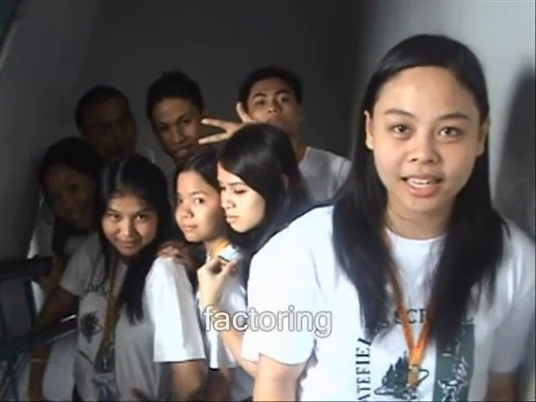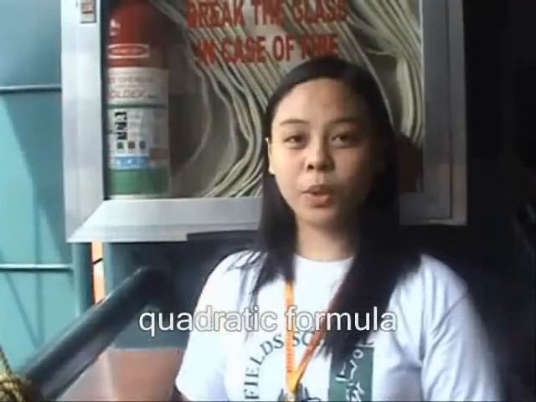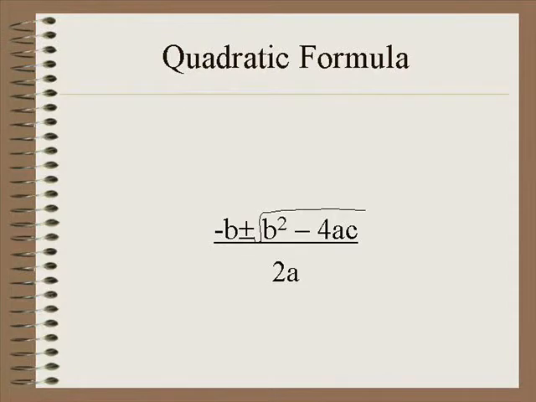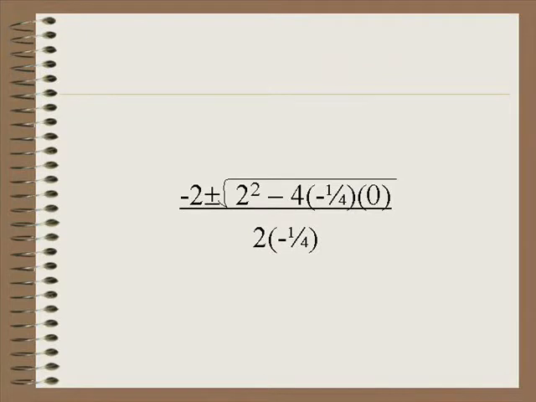There are three ways to solve this equation. First is factoring, the second is completing the square, and the third and the last is quadratic formula. For this equation, we will use the quadratic formula. A is equals to negative 1/4, B is equals to 2, and C is equals to 0. Now, let us substitute these values in the quadratic formula. The quadratic formula is equal to negative b plus and minus square root b squared minus 4ac over 2a. So, the equation goes negative 2 plus and minus square root 2 squared minus 4 times negative 1/4 times 0, all over 2 times negative 1/4.